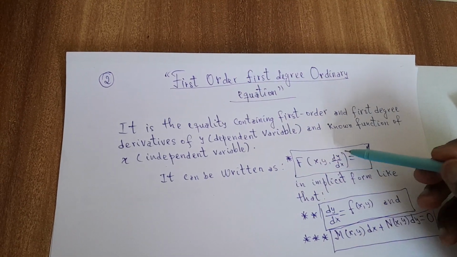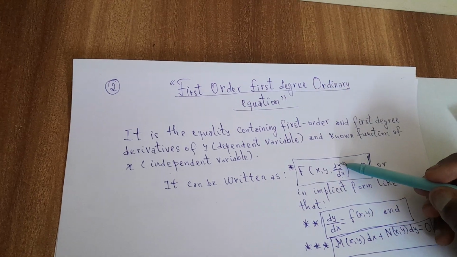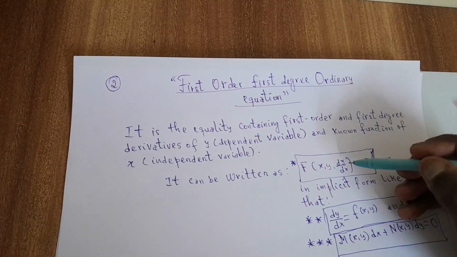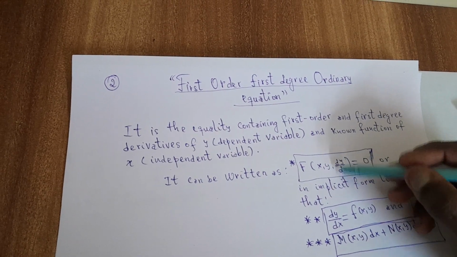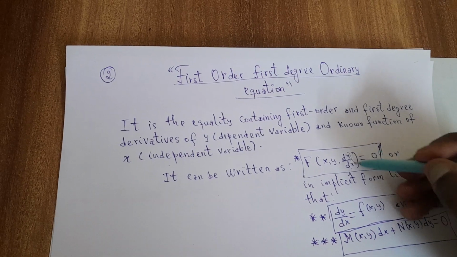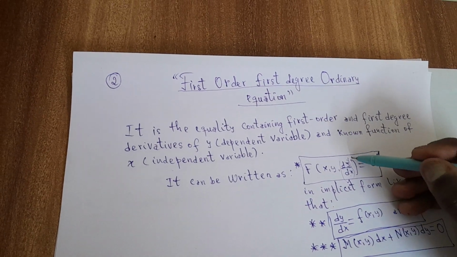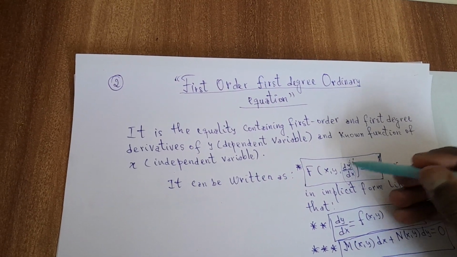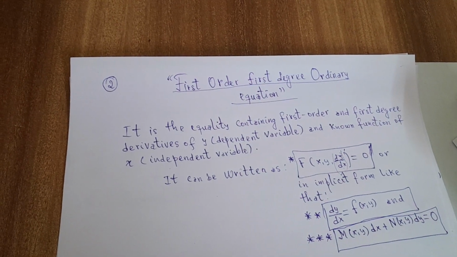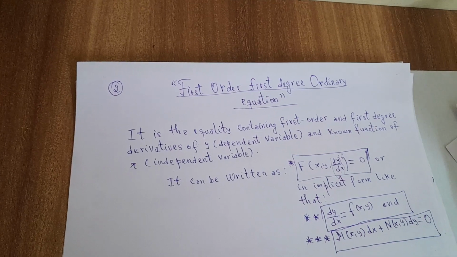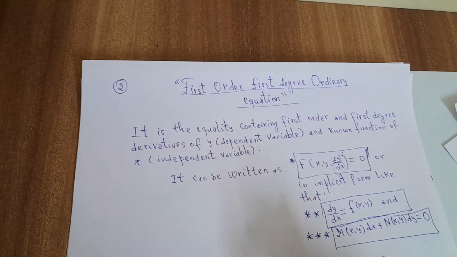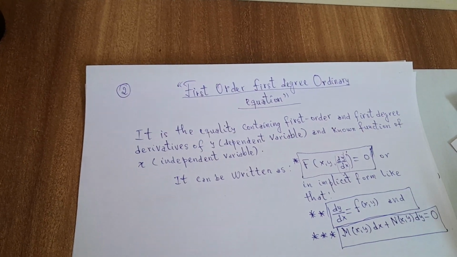It means that the order of this derivative is only one. And what is the degree of this equation? The degree of this equation, just by seeing here, will be 1 also. Why? Because it is only repeated one time, okay? It is one time derivative and one time repeated.